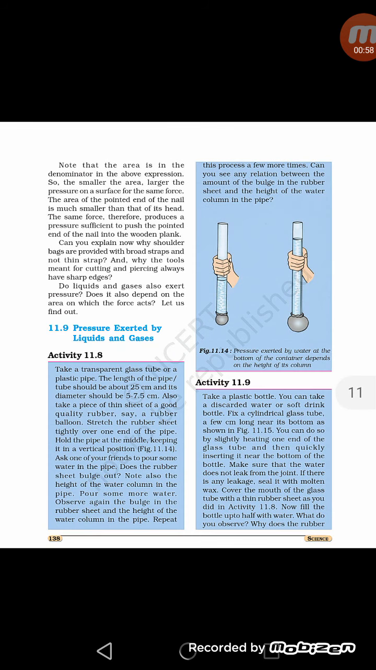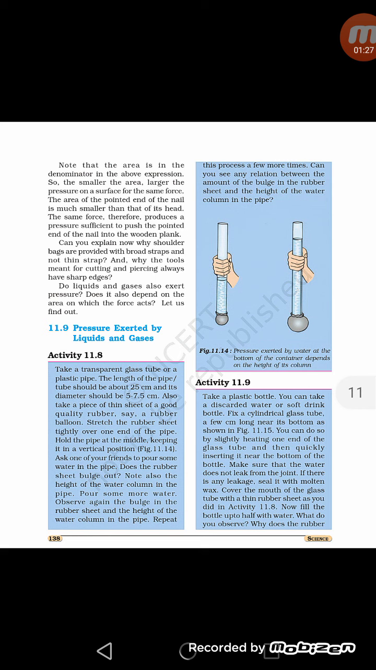Now there are certain activities given in your book. First one is activity 11.8. In this activity we have to take two glass tubes. We can take two transparent glass tubes which are open at both the ends, two balloons and some water. Now what we have to do, we have to fix the balloon to one end of the glass tube as shown in the diagram, and hold the balloon vertically and pour water into these glass tubes.